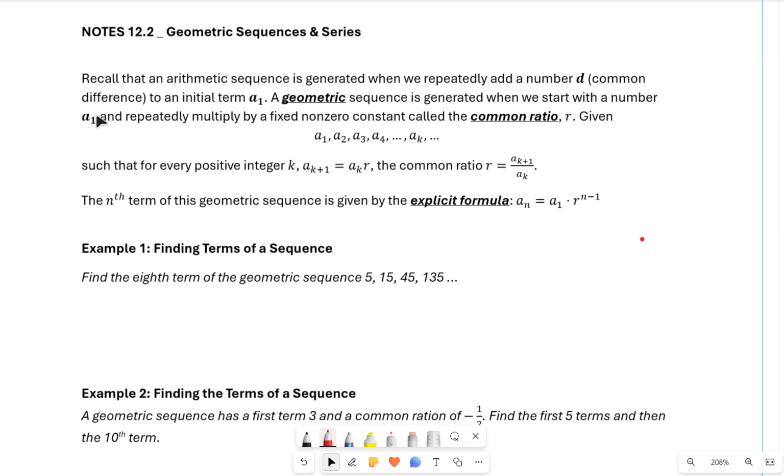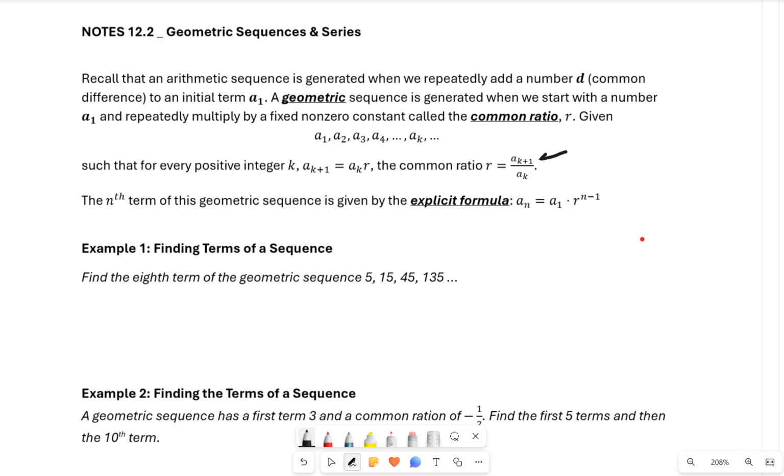We will also start with a first term that we call a1, but instead of adding a number d, we are going to repeatedly multiply by a constant called the common ratio. So you will still have a list of terms, and the latter term, a sub k plus 1, will always equal the prior term times some common ratio. If you ever want to figure out what the value of r is, you take the latter term and divide it by the previous term.